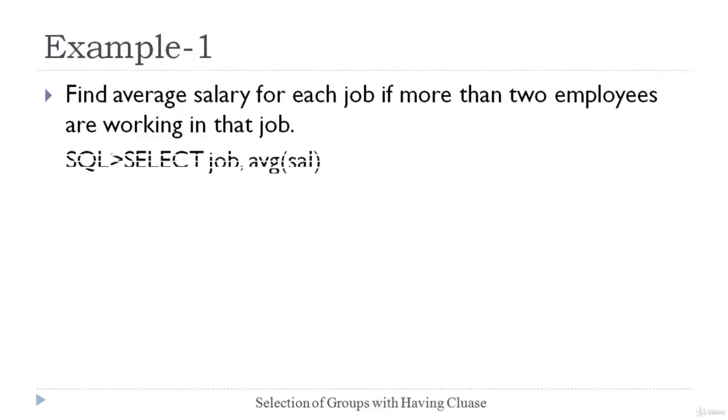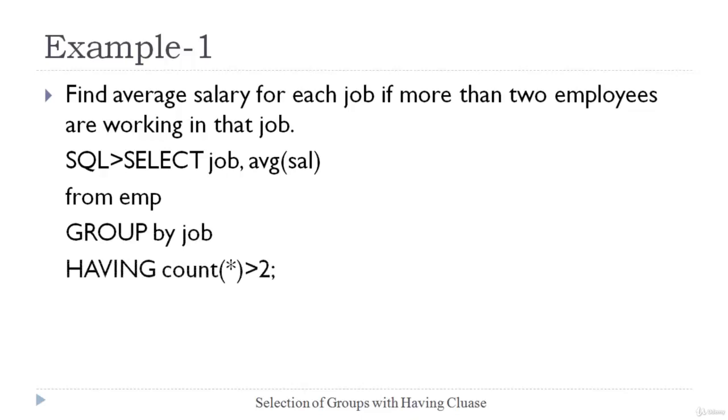The query will be select job, avg(salary) from table employee. Then we need to make groups on job. So it will be group by job having count(*) greater than 2. So in this case, first grouping is performed on the job column. Then only those groups are selected where more than 2 employees are working in that job. And then finally job and average salary are displayed.